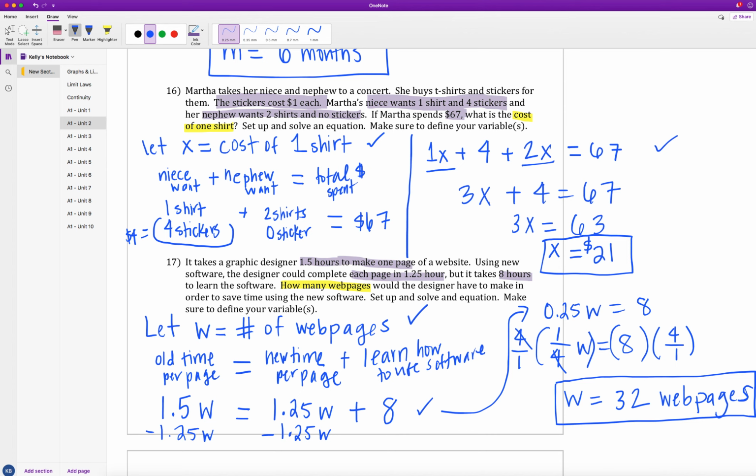Now in each one of these scenarios, there is more than one way to set up the equation. So if you tried one of these on your own first and you set up a different equation, but it was still equivalent to the equation we set up together, then that equation would work as well. Just make sure that you are defining your variables, setting up that equation first, and then solving from there.